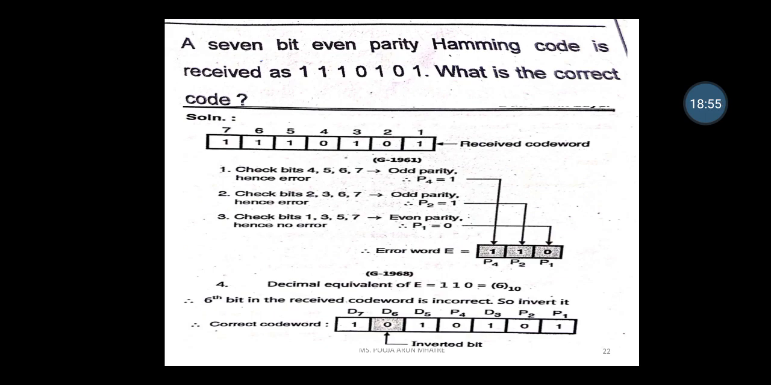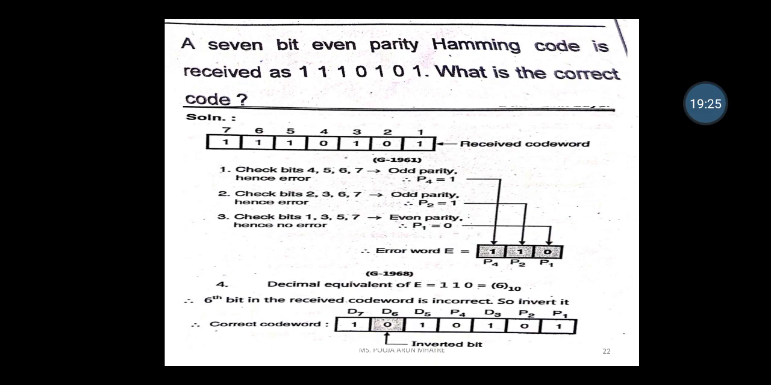Another example: a 7-bit even parity Hamming code is received as 1110101. What is the correct code? We will check the received code word 1110101. Check the bits 4, 5, 6, 7, which have odd parity. So P4 equals 1, that is an error.